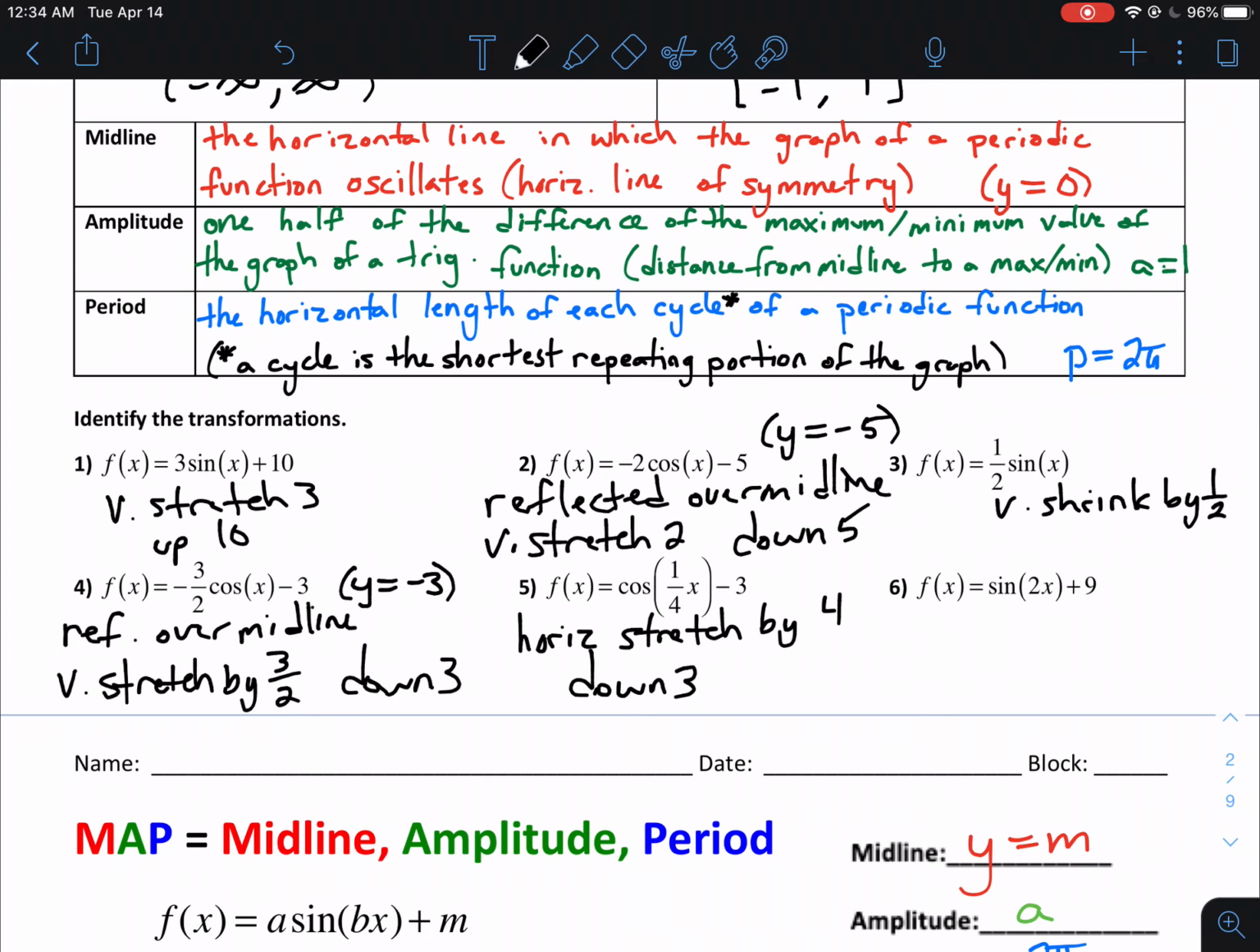So, if you didn't get number 5, be a good time to pause the video and see if you could get number 6, because I'm going to guess if you missed number 5, you probably also missed number 6. But on number 6, 2 transformations. The first one inside the parentheses. Again, think opposite. So we've got horizontal shrink by the reciprocal of 2. And so the reciprocal of 2 would have been a horizontal shrink by 1/2. And then up by 9 would have been the other transformation.